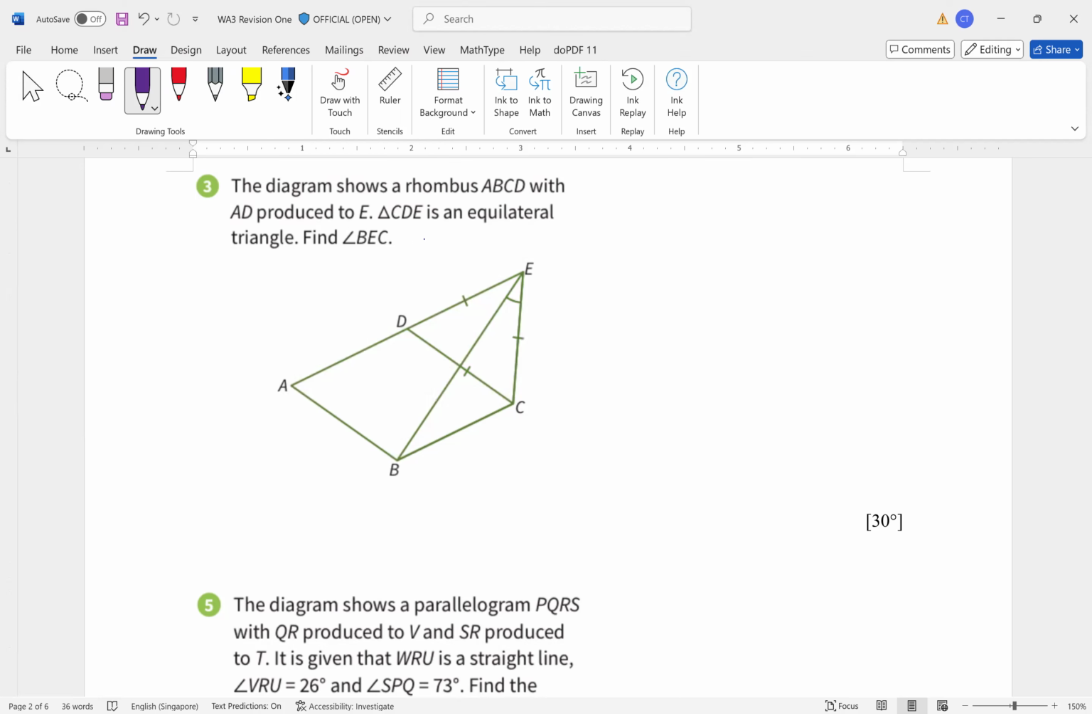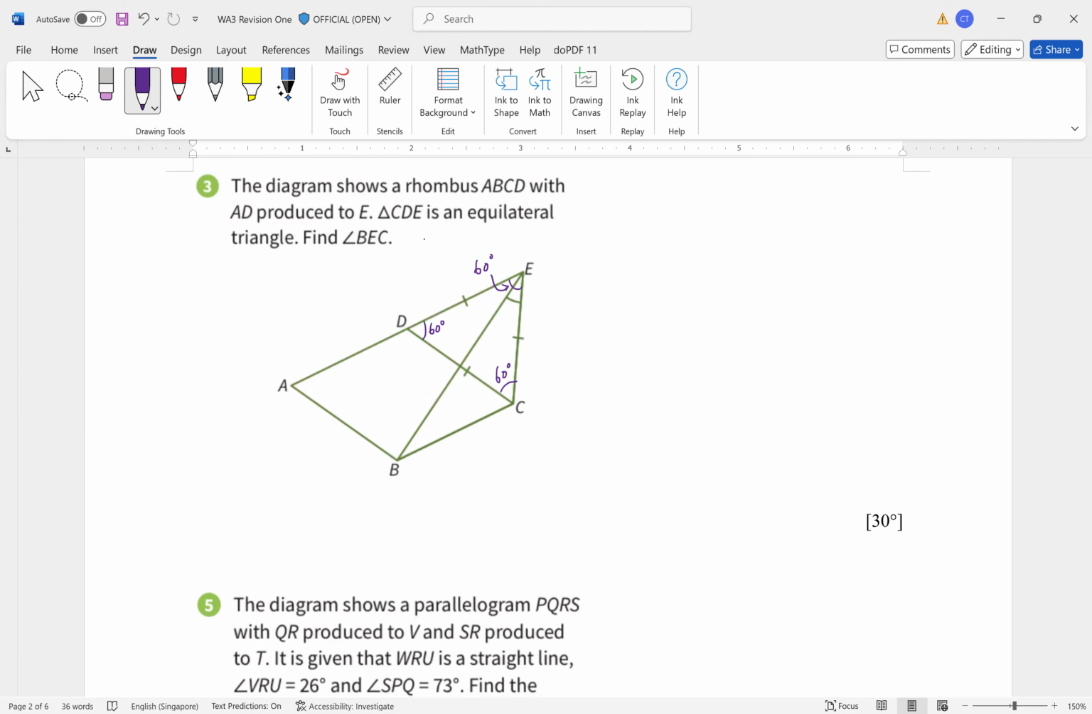So once you are given such info, we know that equilateral triangle, the angles inside are all 60. So what you can do is you can just mark them out. Okay, so that later on you don't have to keep reading the question. Okay, but just by looking at the diagram, you have the info at hand already. Okay, then we're asked to find angle BEC, which is the small angle over here.